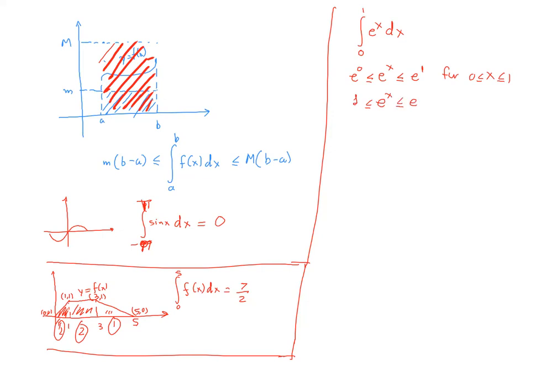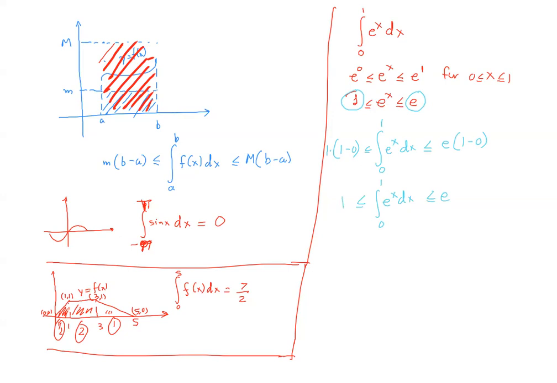So these are the little m and the uppercase M that we saw on the previous page. And this would mean that the integral of e to the x dx from 0 to 1 is greater than or equal to 1 times (1 minus 0), which is the length of the interval, and it's less than or equal to e times (1 minus 0), which means that the integral from 0 to 1 of e to the x dx is between the numbers 1 and e.